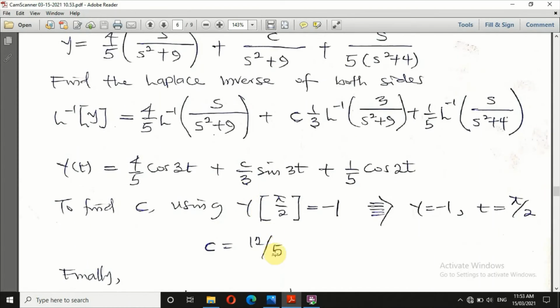We are going to use the missing condition, which is y of pi over 2 equals -1. It's very simple. See, the condition is on y, but at pi over 2. And by the time you find the inverse of both sides, you already have y here now. So we are going to use this expression to find C. So what you do is set this one to be -1. Then for t, you set t to pi over 2.